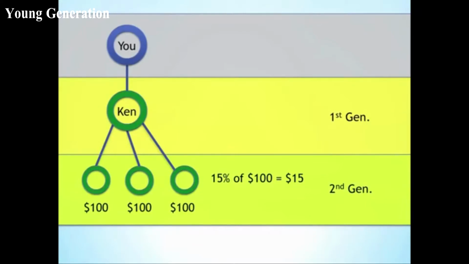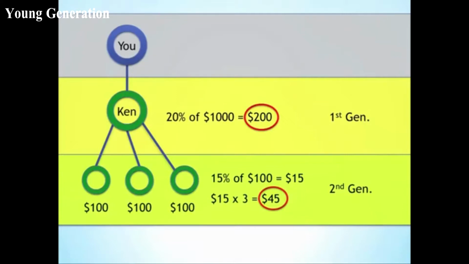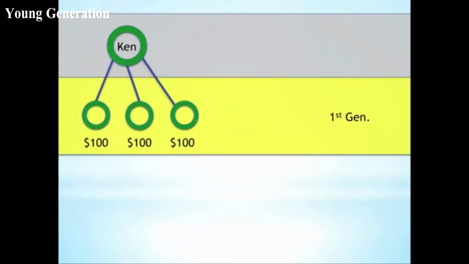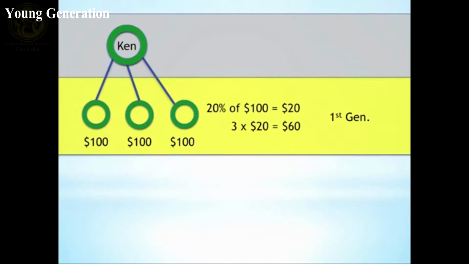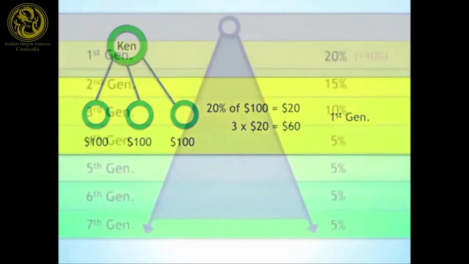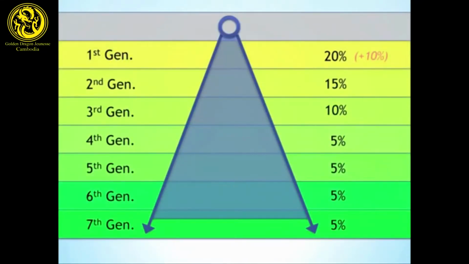Up to this point, you've earned $200 based on Ken's earnings and $45 based off of Ken's people's earnings. Ken, by the same mechanism, would have earned $20 from the earnings of each of his 3 people since they're on his first generation. This pattern continues through 7 generations of your enroller tree.